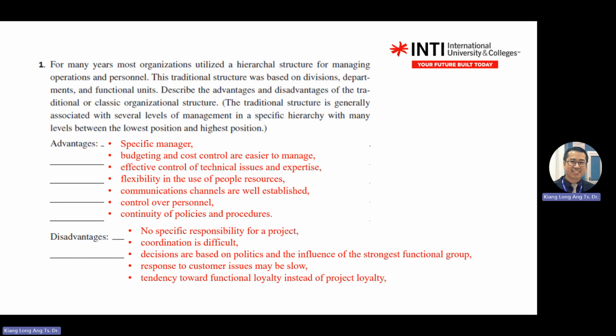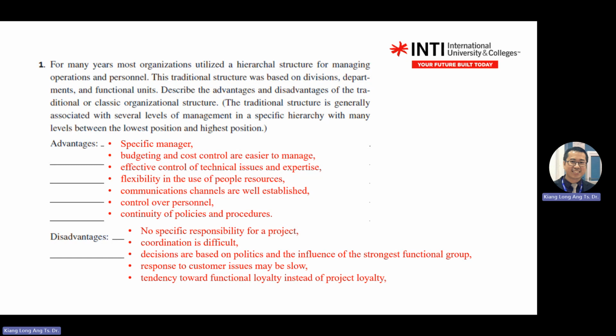So no specific responsibilities for a project. Coordination might be difficult because in the traditional one, they give more power to the functional unit. So each functional unit has their own priority. So decision is based on politics and influence of the strongest financial group. If that group is strong, for example the engineering division, then most of the budget will go there. Once you have budget, then you can have a final decision on what you want to buy or who you want to hire and so on.